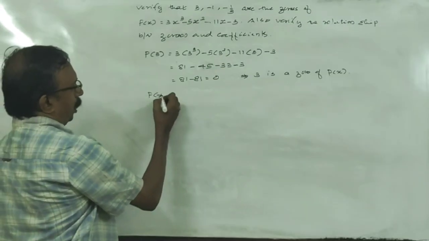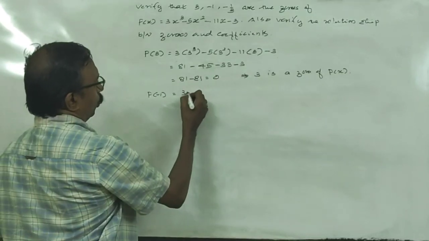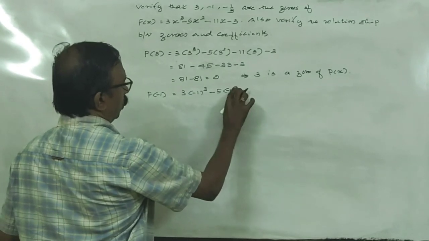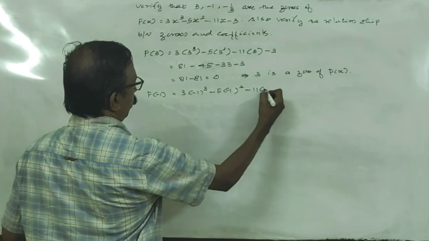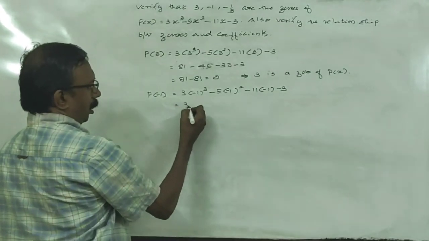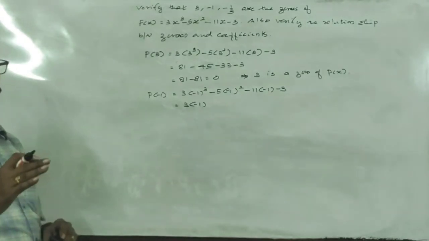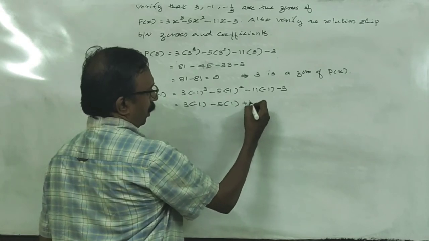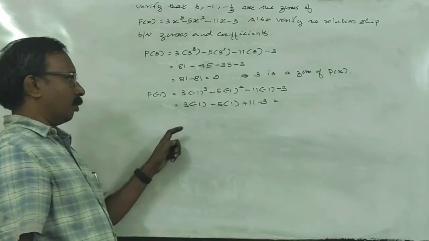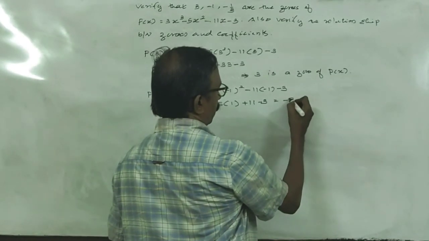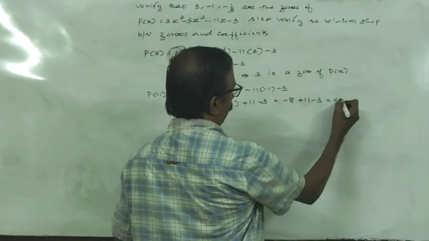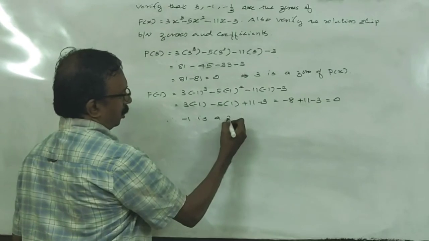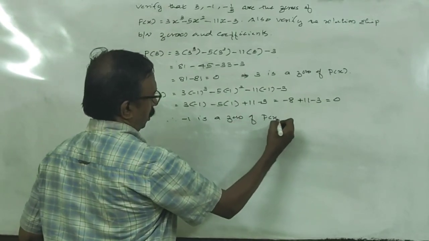P of minus 1 is 3 into minus 1 the whole cube minus 5 into minus 1 the whole square minus 11 into minus 1 minus 3. 3 into minus 1 the whole cube is minus 3. Minus 5 into minus 1 the whole square is minus 5, plus 11, minus 3, which is equal to minus 3 minus 5 plus 11 minus 3, that is equal to 0. Therefore, minus 1 is a zero of P of x, isn't it?